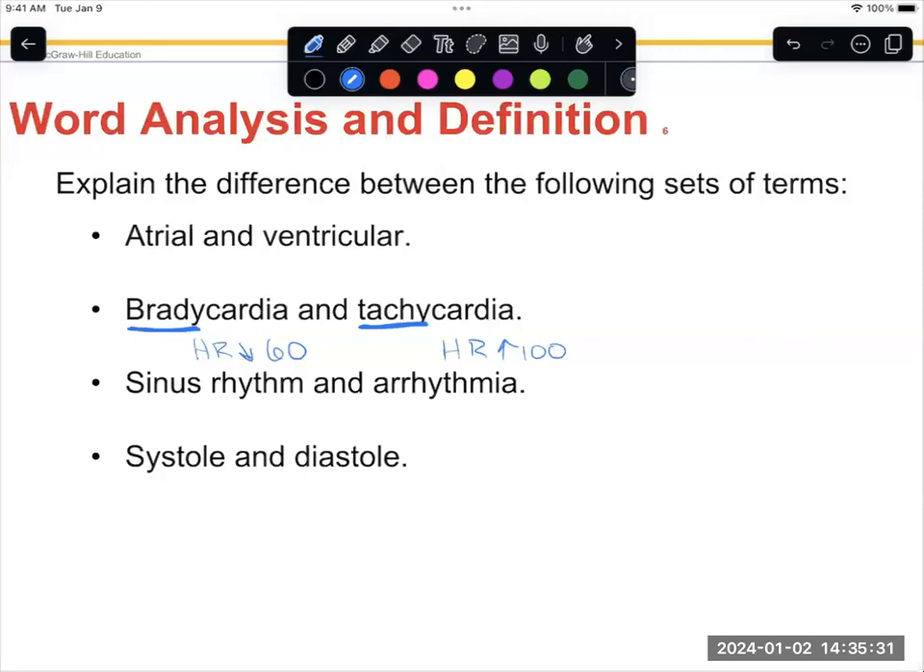Sinus rhythm is the normal heartbeat. So that's that normal beat. While an arrhythmia is any kind of abnormal heartbeat. Maybe it skips a heartbeat, maybe it adds an extra heartbeat in somewhere. That's where an arrhythmia would come into play. Systole, as we mentioned before, was that contraction. Diastole is that relaxation or rest.